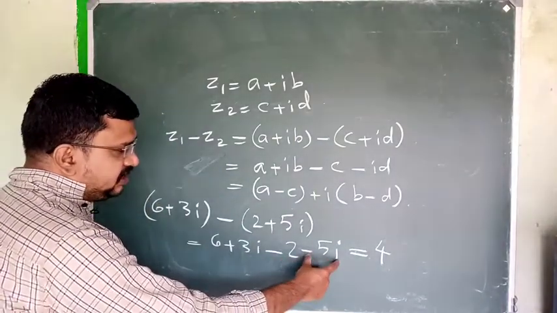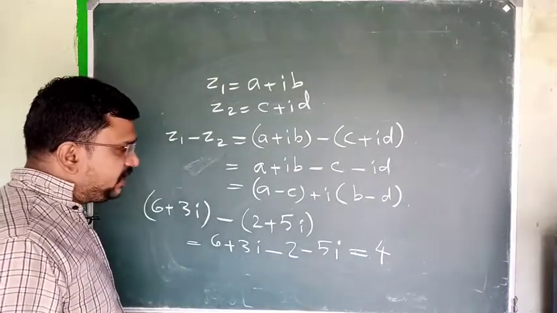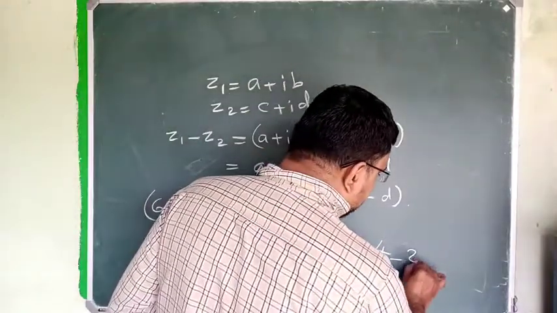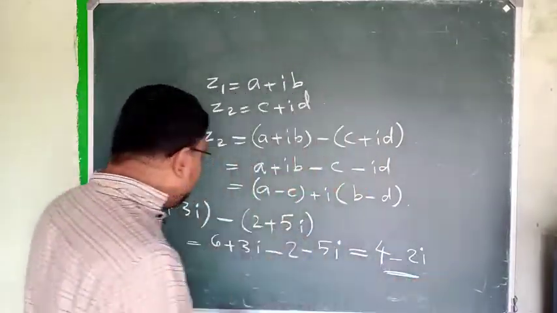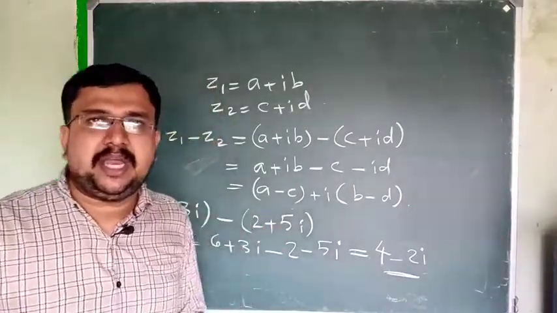3i minus 5i, subtract here. The answer is minus 2i. This is the difference between two complex numbers. Okay, got the idea?